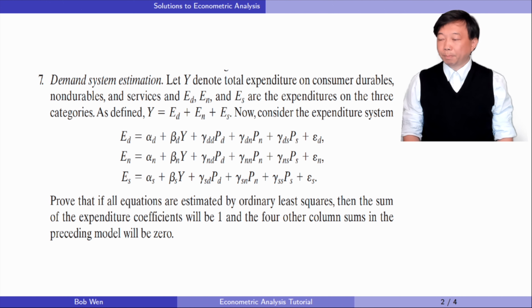Exercise 7 is about the demand system estimation. The expenditure on each category depends on total income, the price of the good, and other goods prices. Income Y is defined as the sum of the expenditures on the three categories. We need to prove that the sum of the betas is 1 and the sum of the other 4 columns is 0.